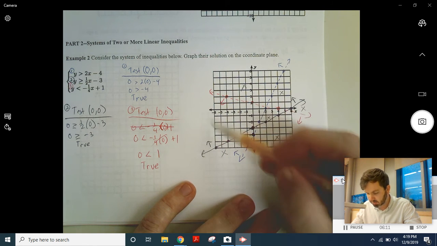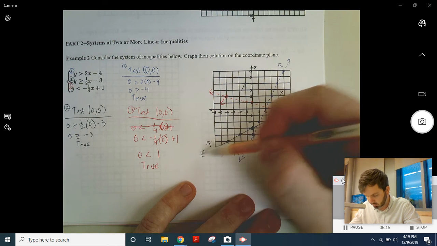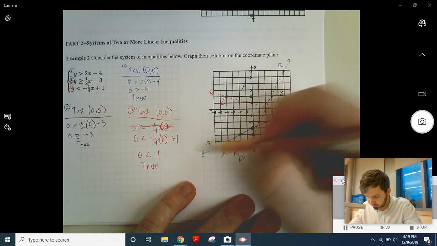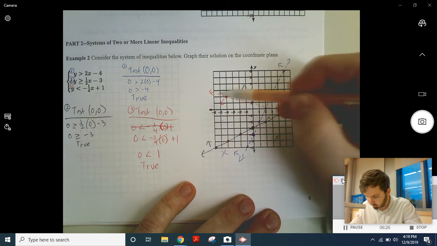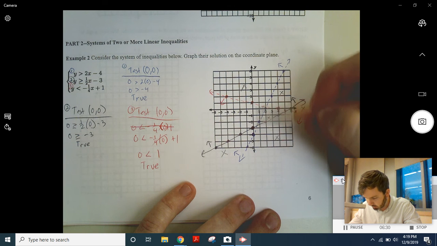Let me just make sure this is true for all the lines we have so far. The red line, definitely good over here. The black line, good over here. And the blue line, good over here. So this region that goes out forever this way and this way is bounded by the blue line over here, the red line over here, and the black line over here. So I'm going to try and shade that as best as I can.